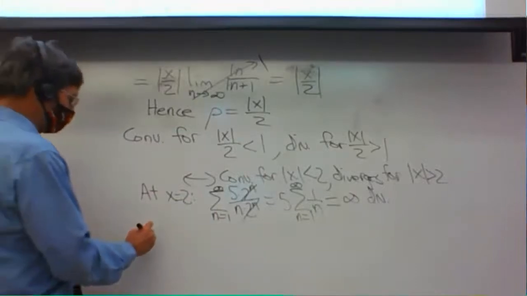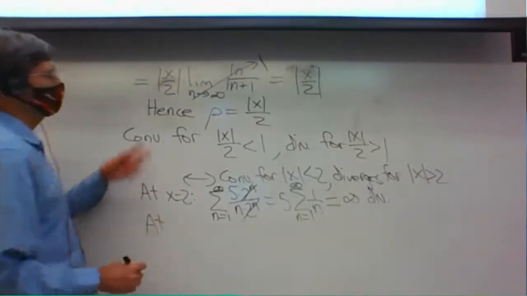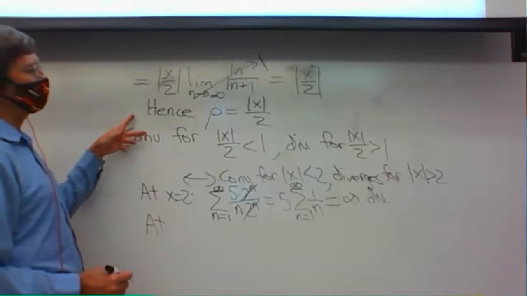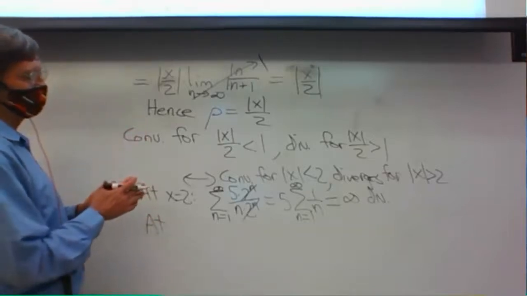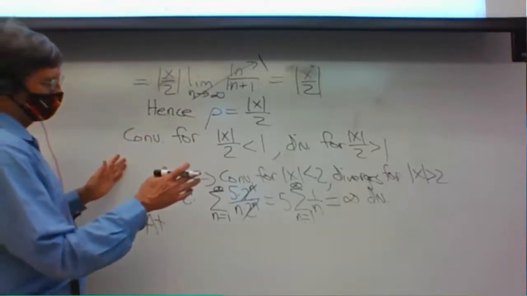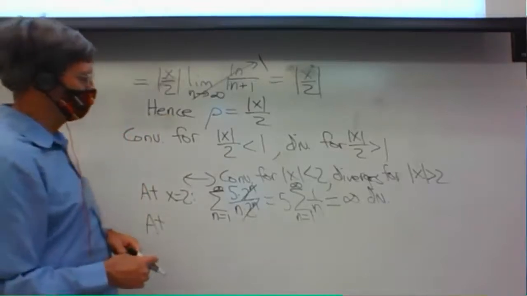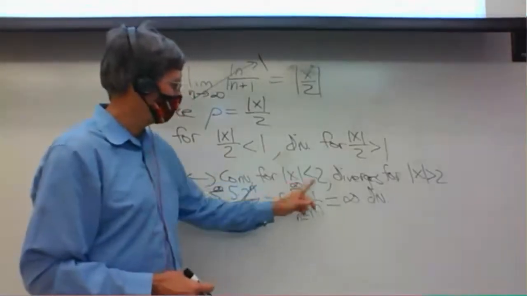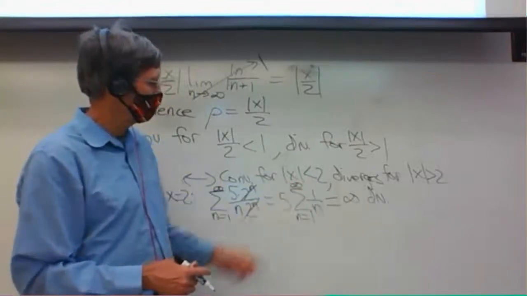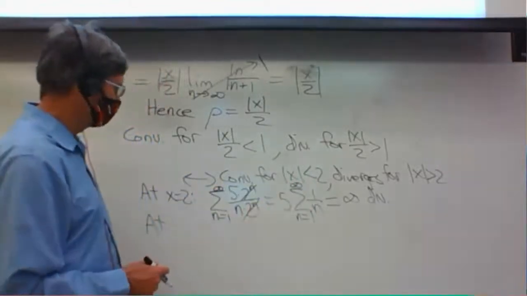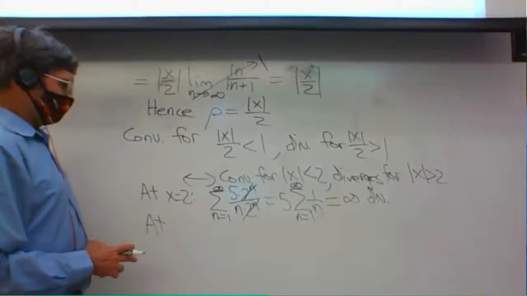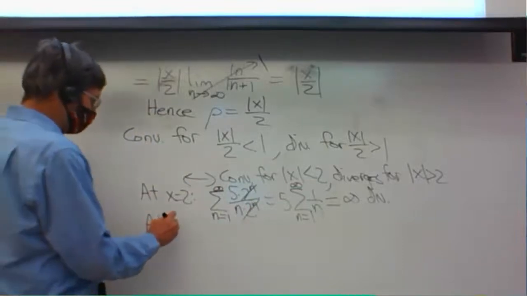All right. At x equals minus 2, I have to check the other endpoint. So what you do in these power series is use the ratio test to find the radius of convergence, which we found here is actually equal to 2. Right? Absolute value of x less than 2 means the radius 2, about x equals 0. And then you check the endpoints separately.